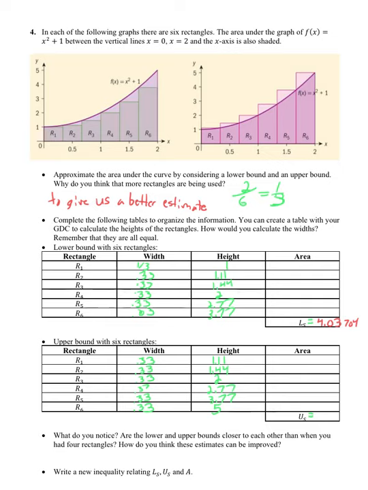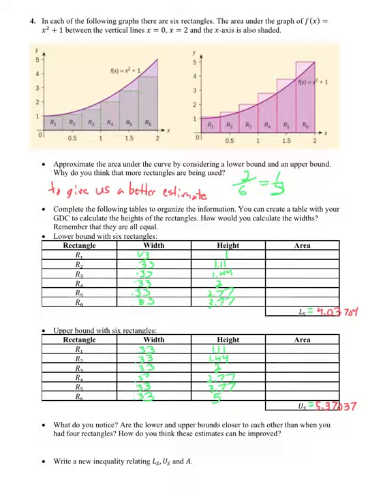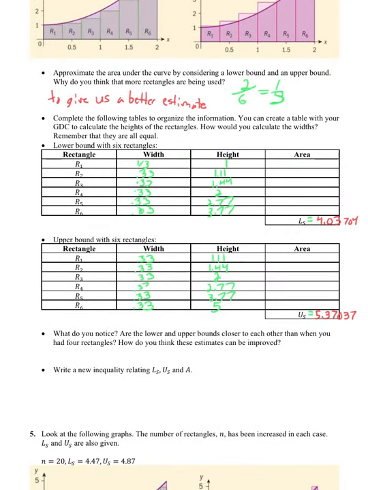So hopefully you guys got something similar. It depends on how you round it. And then on the top end, I got 5.3707037. But we'll see that we're getting closer, right? Because before we had 3.75 and 5.75 as the two bounds respectively. Now we're at 4.03 and 5.37. So we're getting closer to a middle ground. All right, when we moved to six rectangles in there.